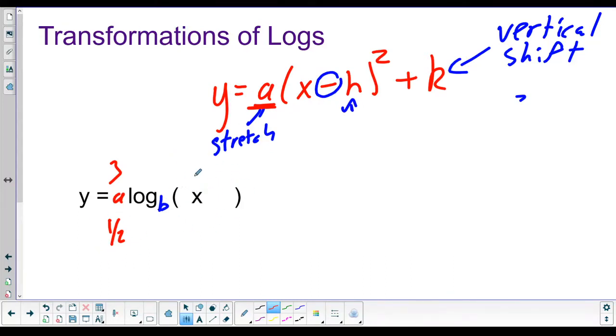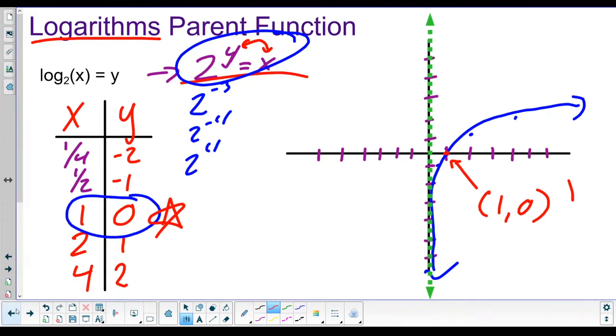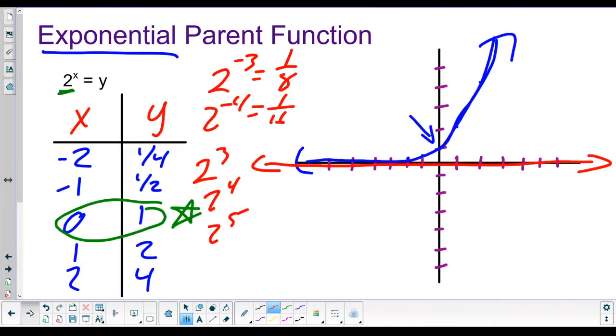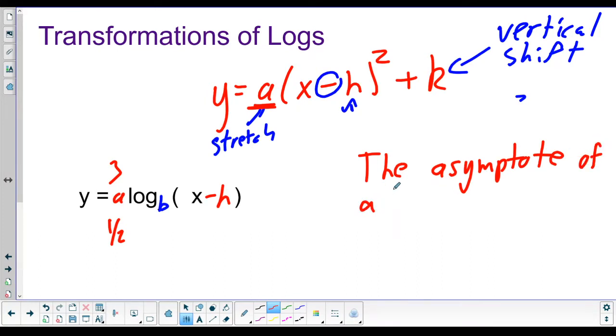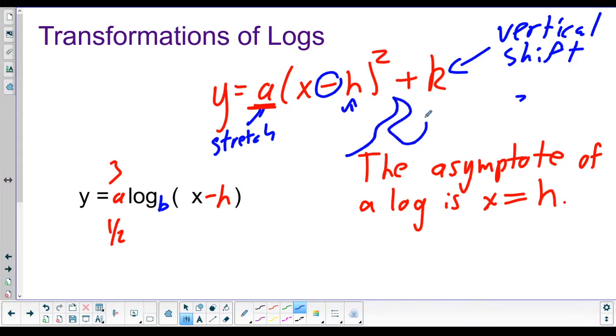Inside the logarithm, in the argument, you still have your -h, and this is still a horizontal shift. What's important here is this horizontal shift determines this vertical asymptote that we saw on our logarithm. So let's write that down because you want to remember that for the rest of your life. The asymptote of a log is x equals h.